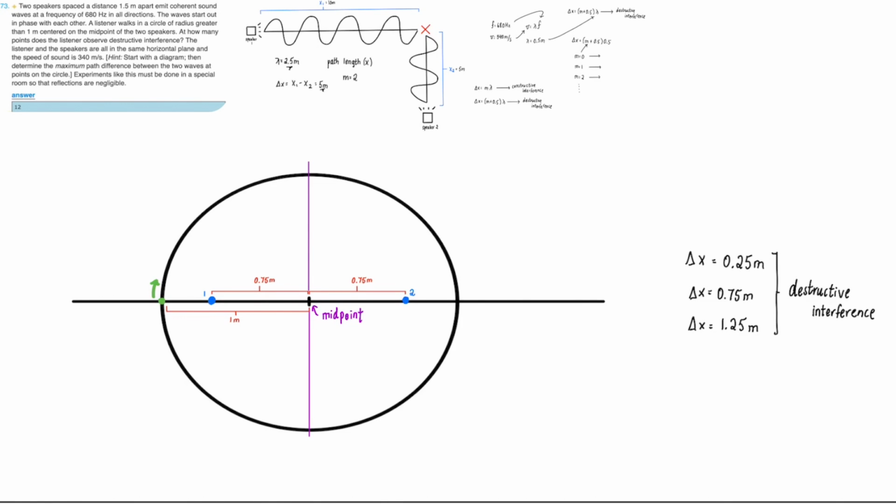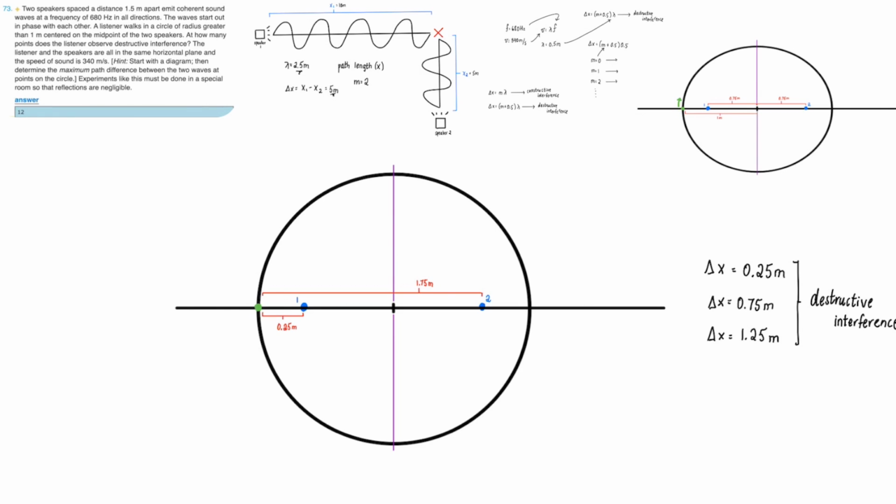So you can see that the distance between the listener and the midpoint is 1 meter. And we're also told that the two speakers are spread a distance of 1.5 meters. So it makes sense that each speaker is 0.75 meters from the midpoint.